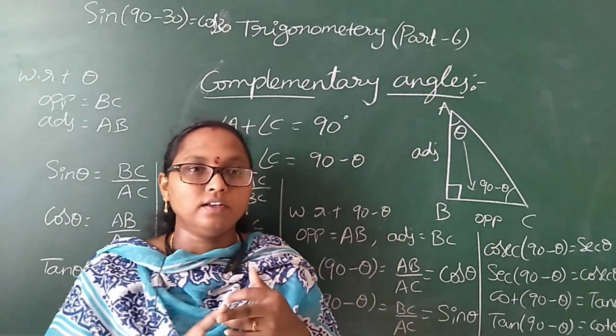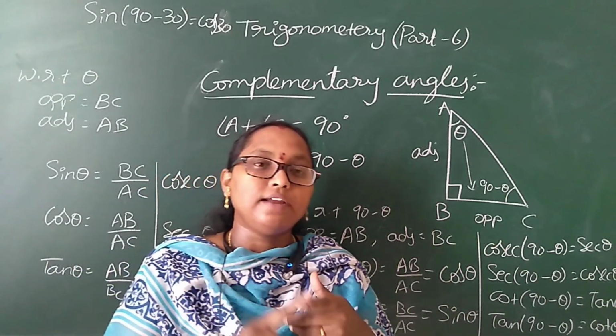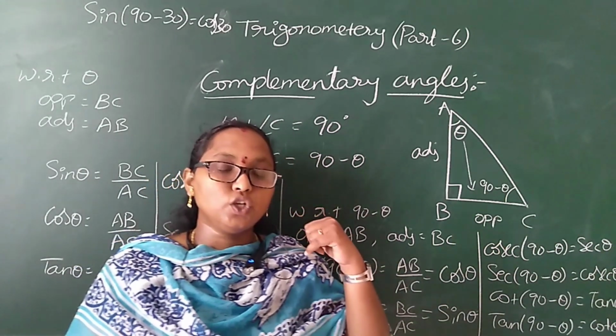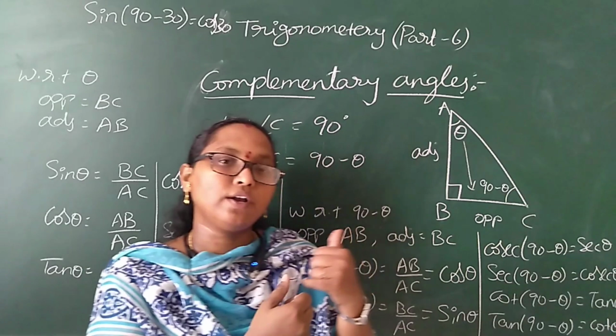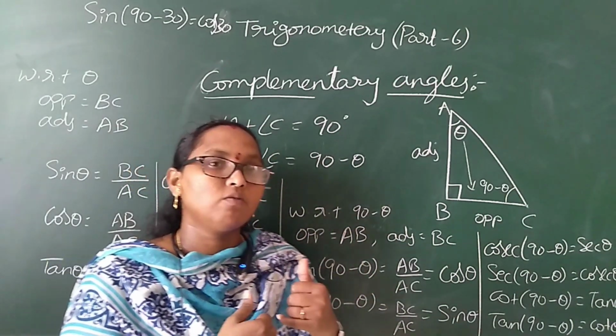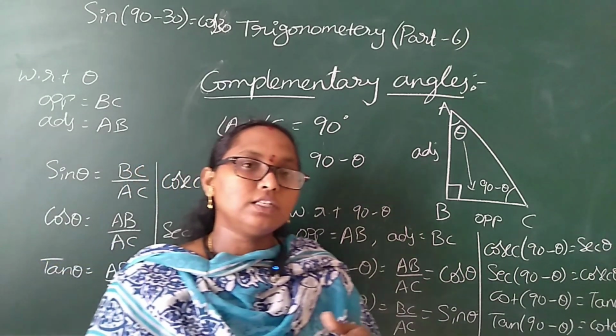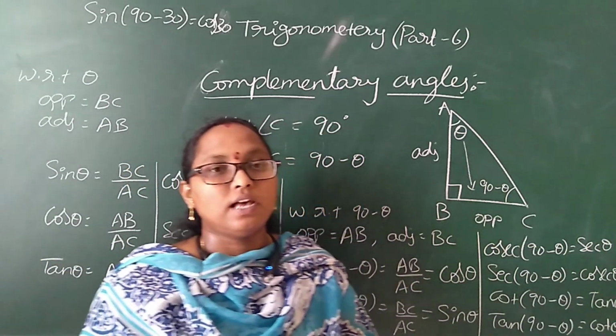So sine 30 and cos 60 will be equal, sine 45 and cos 45. 45 plus 45 is 90 degrees again. And sine 0 and cos 90. 0 plus 90 is how much? 90 degrees. Complementary angles only, right? So these angles will be equal. These angles will be equal.